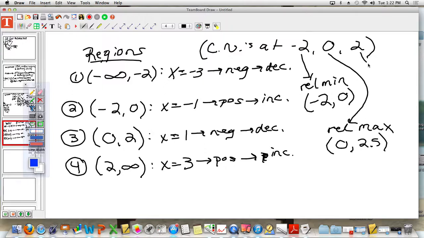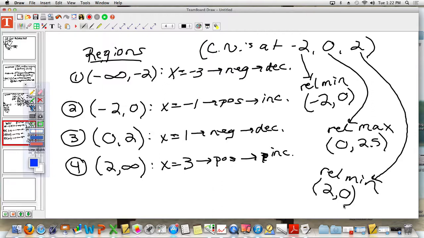And then this point right here, what do you think that's going to be? It's a relative minimum again. And what are its coordinates? 2, 0. That's what you have to do today.